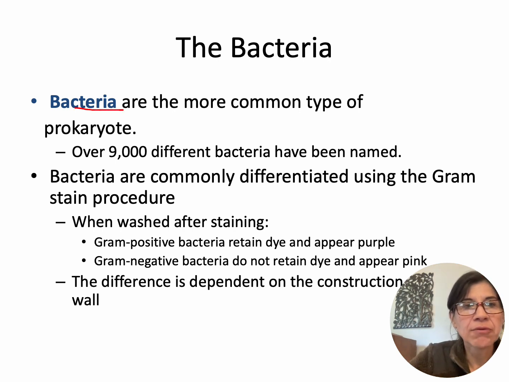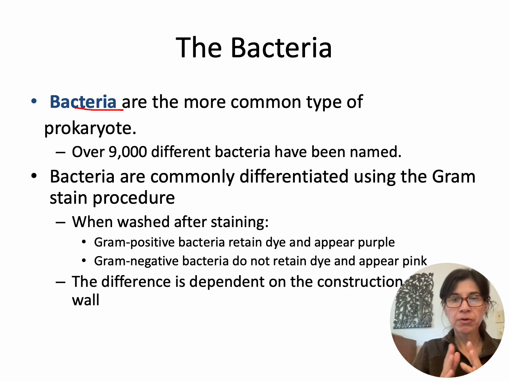Now we're talking about the prokaryotic bacteria. Remember, prokaryotes consist of bacteria and archaea. Bacteria are actually the more common of the two. About 9,000 bacteria have been named. There are probably many more that exist, but those are the ones that have been named. So then we have all these ways to categorize them.